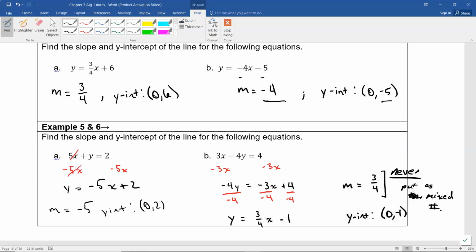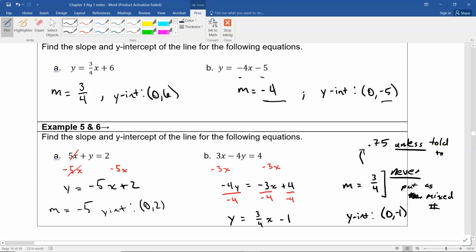And also, I shouldn't say never, but do not put this as point 75 unless told to. So the problem will say round to the nearest tenth, or to the nearest hundredth. Unless you're told to write something as a decimal or to round to a certain decimal place, you're always going to put your slopes as an improper fraction. So I just wanted to really highlight that point.